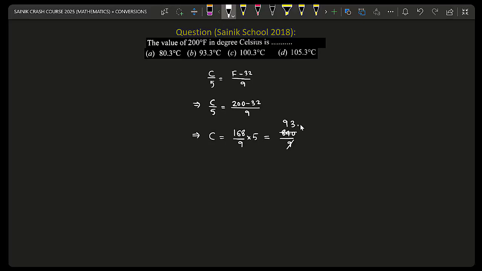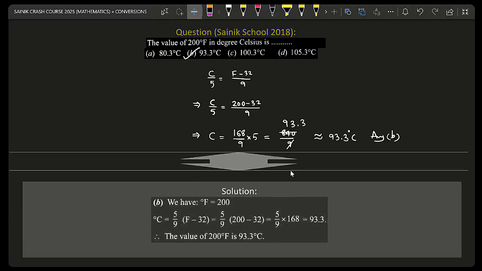3 becomes 30. Again, 9 threes are 27. So we got the closest answer, right? Still remainder is there, but we got the closest answer is 93.3 degrees Celsius. Which option? So B. Option B.